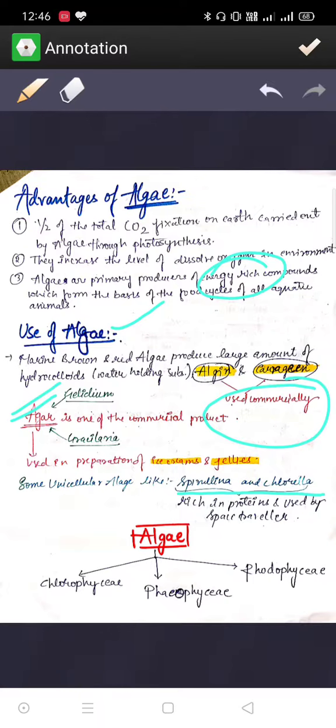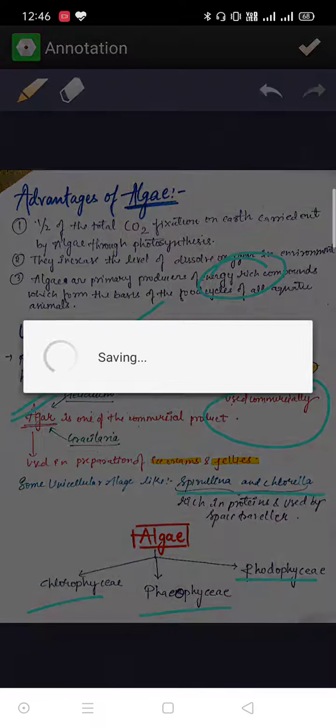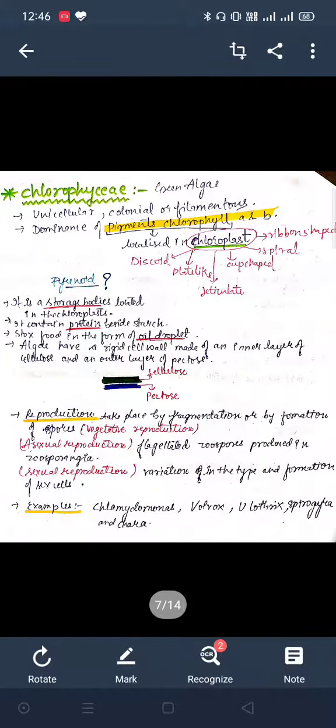And what are the types of algae? In the world we see different colored algae, like green algae, brown algae, or red algae. On the basis of colors as well as different characteristics, algae are divided into three types: Chlorophyceae, Phaeophyceae, and Rhodophyceae. In the further sheet we will discuss that.